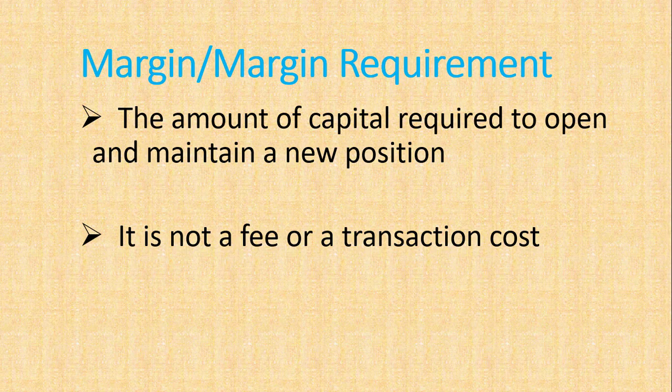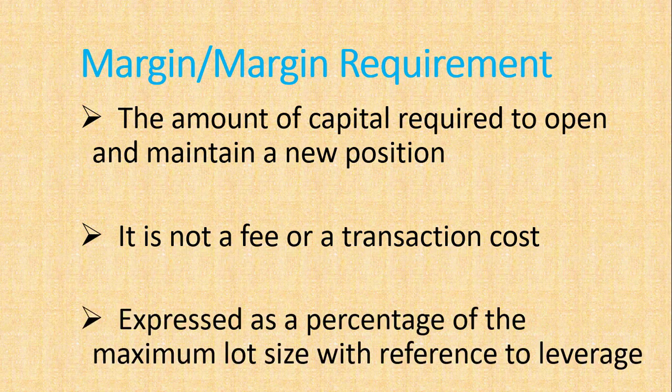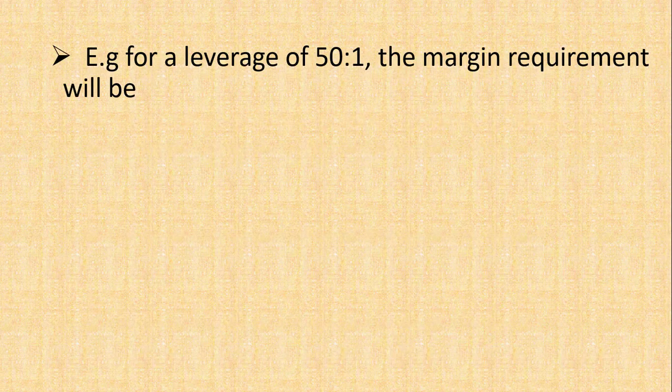This capital, which we are calling margin, is expressed as a percentage of the maximum lot size with reference to leverage. Remember, during our last module, we discussed leverage and how it's expressed as a ratio. This ratio is used to determine the margin requirement for whichever position you would want to take. So let's take an example where you have a leverage of 50:1. In this case, every time you invest a certain amount of capital, you have a maximum of 50 times leverage, or loan, from the broker.